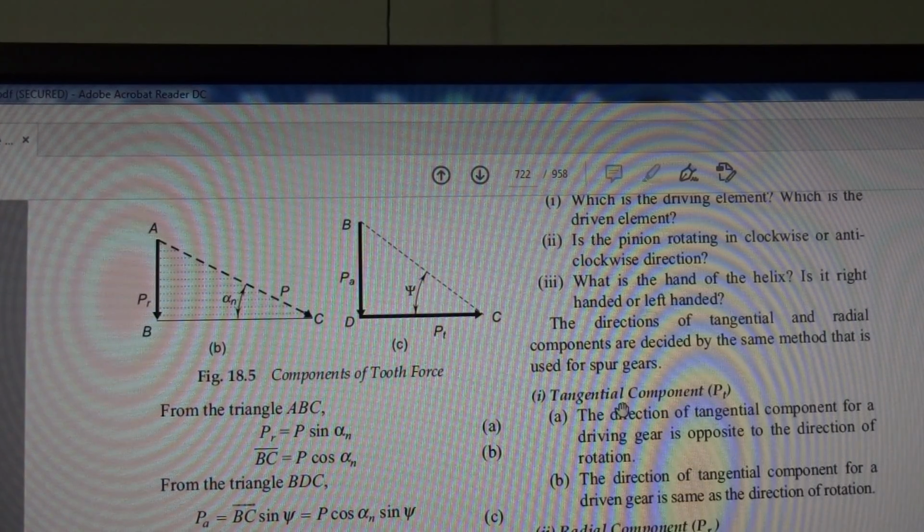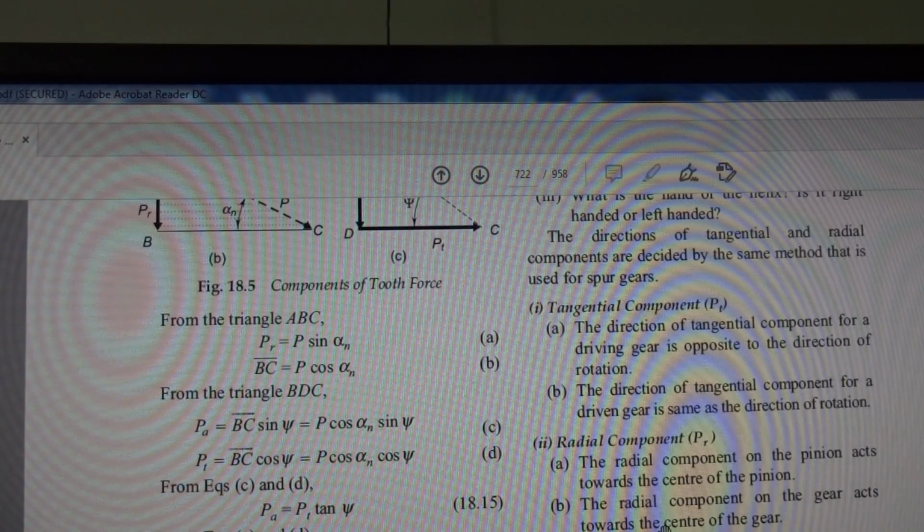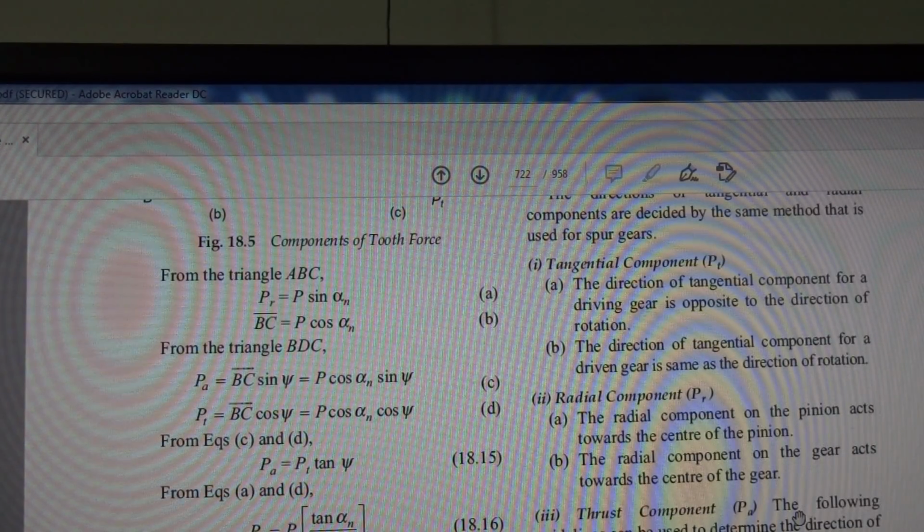First, the tangential component. The direction of the tangential component for a driving gear is opposite to the direction of rotation, as discussed in the spur gear. The direction of the tangential component of the driven gear is the same as the direction of rotation. Radial component: the radial component on the pinion acts toward the center of the pinion, and the radial component on the gear acts toward the center of the gear.